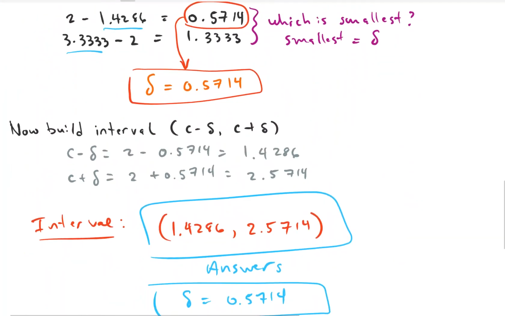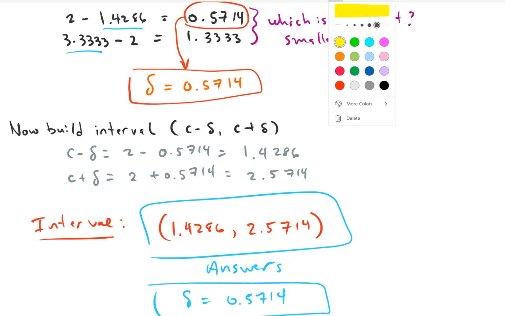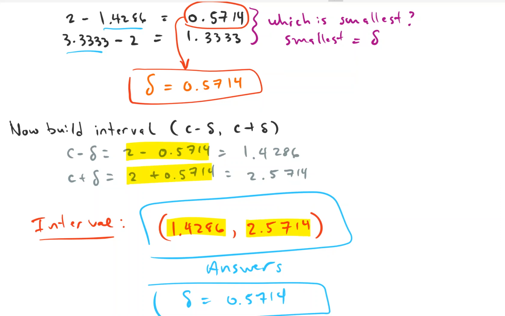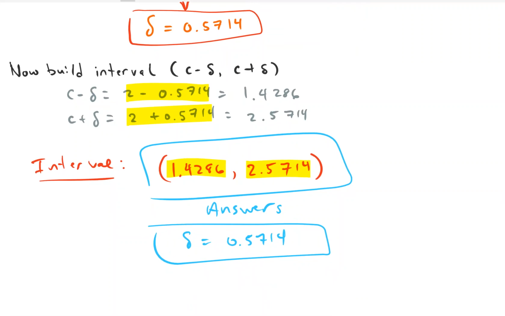So now we just build the interval because we need the two endpoints. We know the left endpoint, but we can find it algebraically by 2 minus the delta. And we can find the right endpoint by doing 2 plus the delta. And that's our answer. And of course, our delta that we chose was 0.5714.